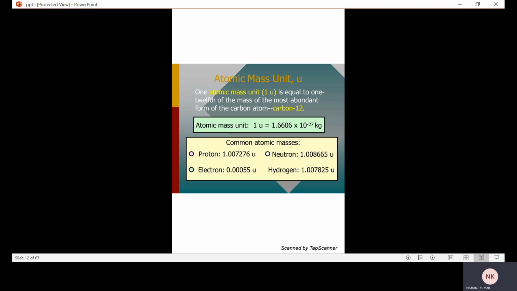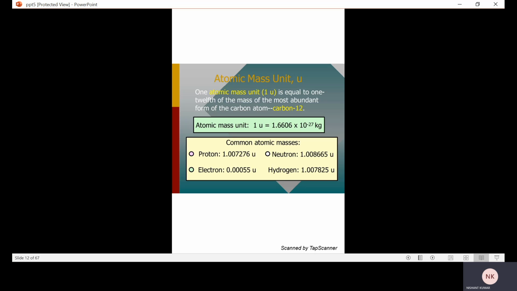Now we are defining a term called the atomic mass unit, U. One atomic mass unit is equal to 1 by 12th of the mass of the most abundant form of the carbon, C12 atom. So atomic mass unit 1 U equals 1.6606 into 10 to the power minus 27 kg.